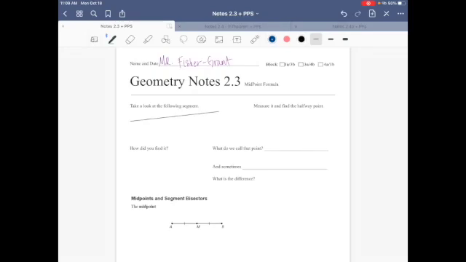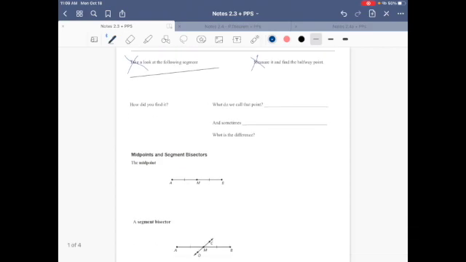Okay, so for this first bit, you can skip this part if you were not here when we did that. That makes a little bit more sense in class, so you can skip these.